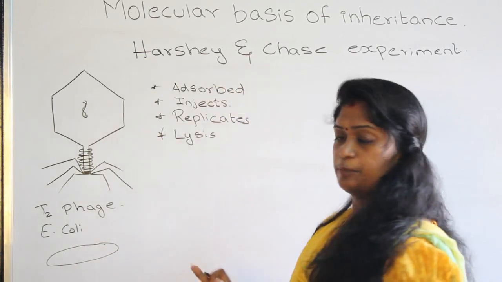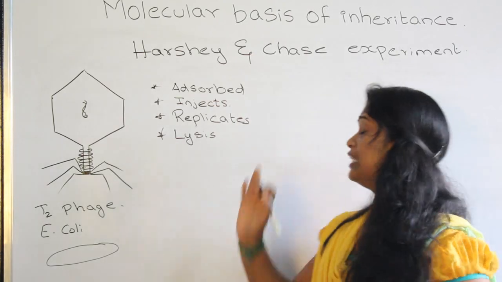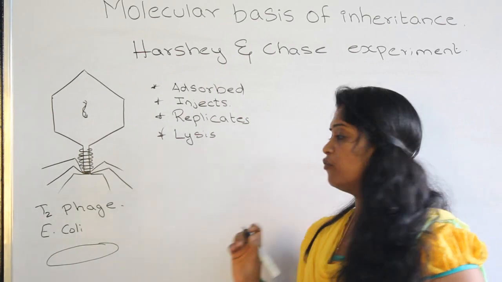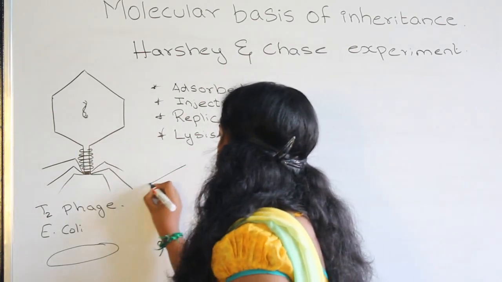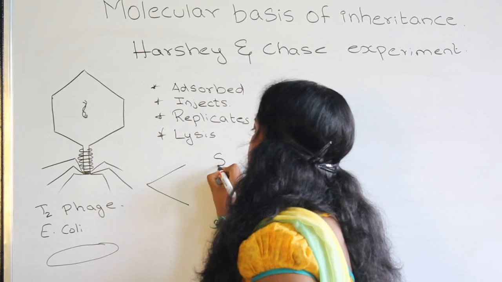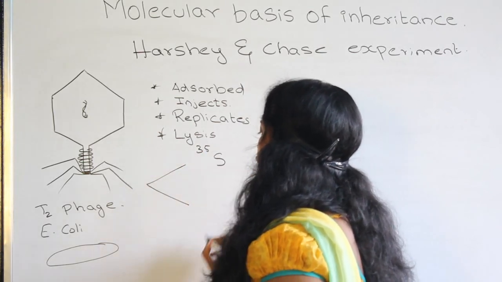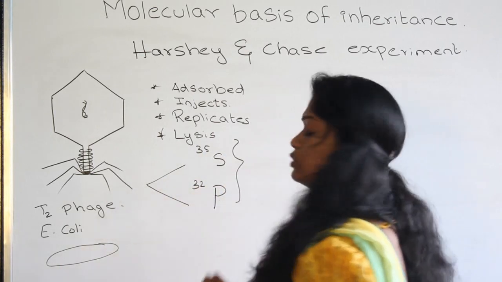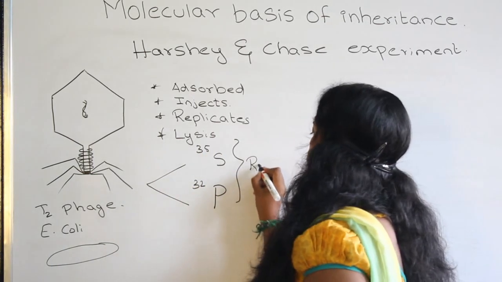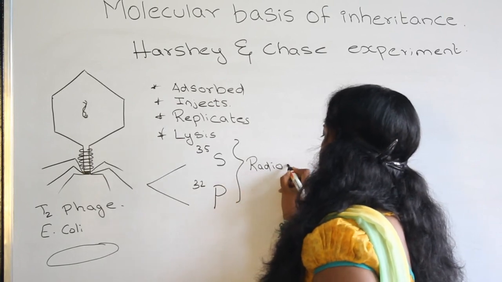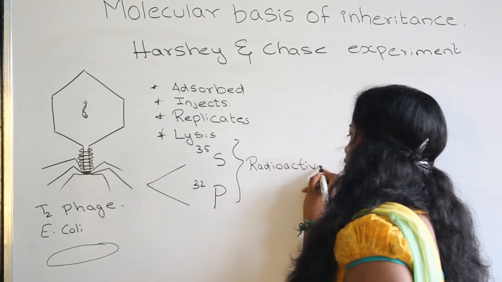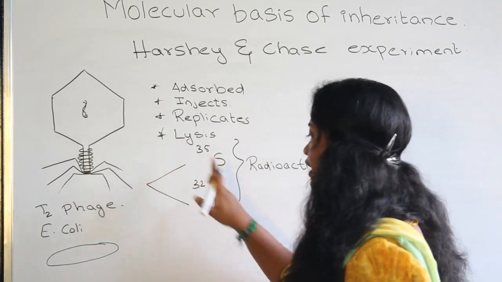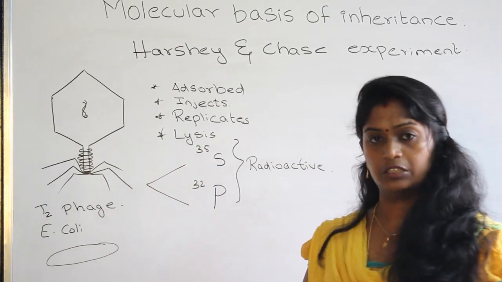Now, in this experiment to prove DNA is the genetic material, Hershey and Chase used two types of T2 bacteriophage. One is labelled with sulfur 35, the other with phosphorus 32. These two substances are radioactive in nature.